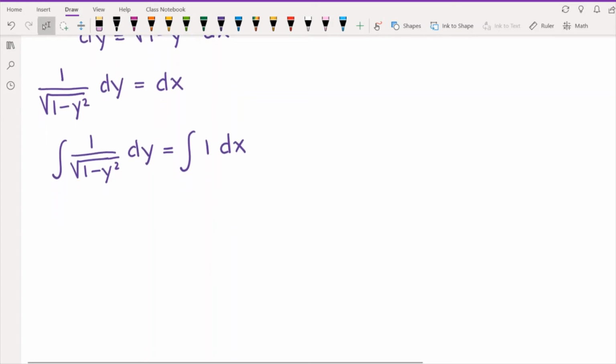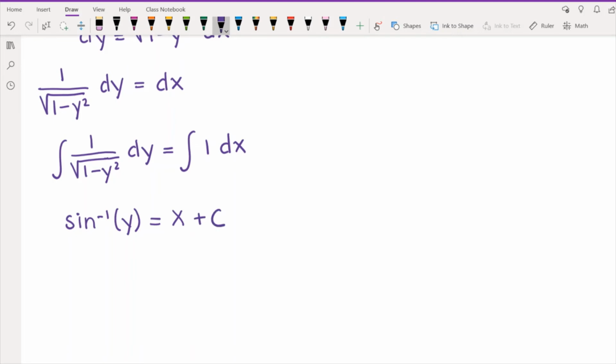So on the left-hand side, what's the antiderivative of 1 over the square root of 1 minus y squared? It's inverse sine of y. And then on the right-hand side, we just get x plus c.